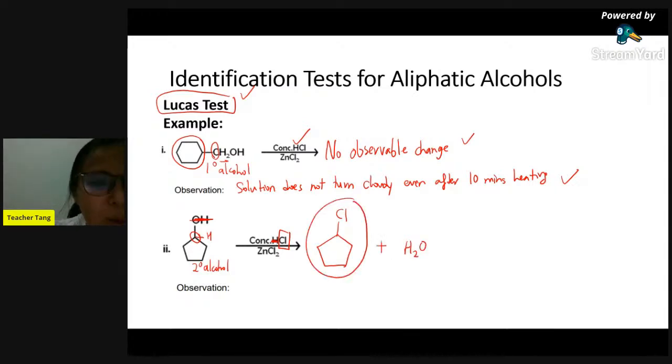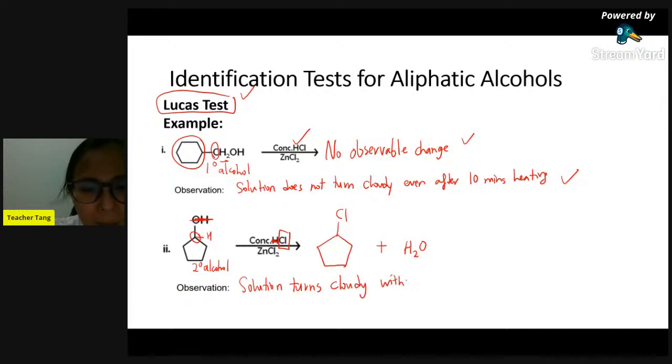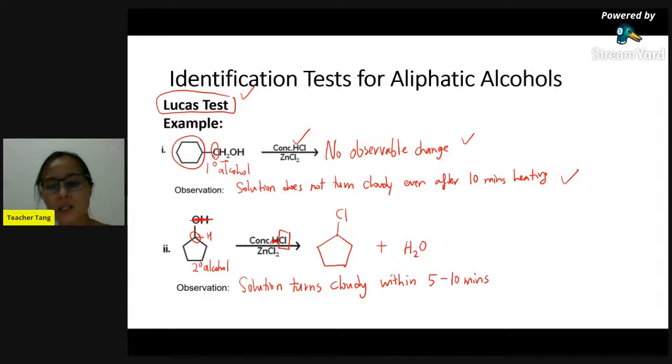So this product is the one that gives you a cloudy solution. Since you can get the product, and this is a secondary alcohol, how do we write the observation? We write: solution turns cloudy within 5 to 10 minutes. Okay, so that is number 2.